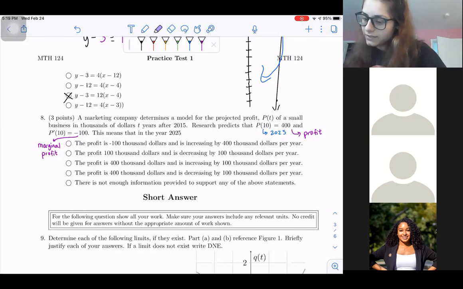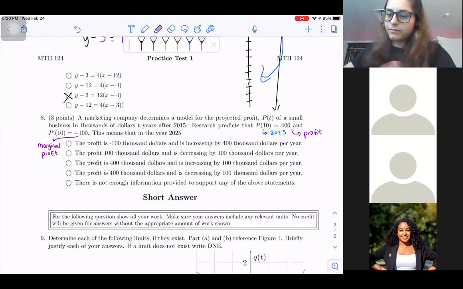Okay, so P of T will give us profit. So we know that P of 10, and 10 years after 2015 is 2025, not so important here, but P of 10 will be 400. That means that in 2025, our profit will be 400 thousands of dollars. All right, so that eliminates 3 of them.